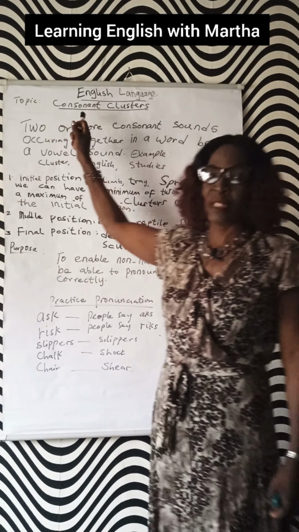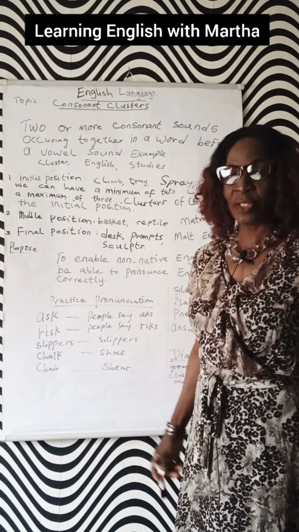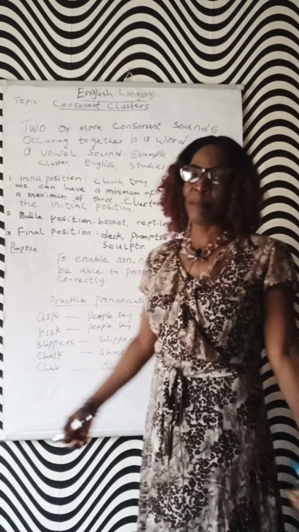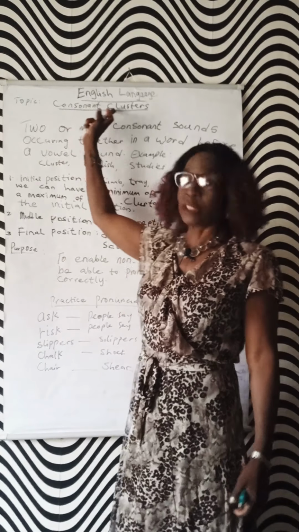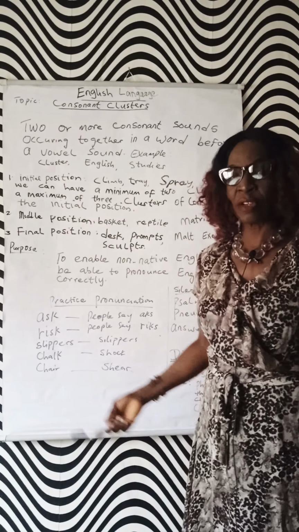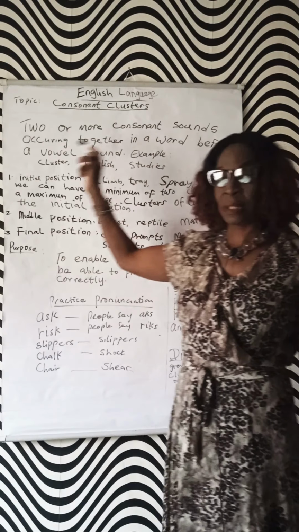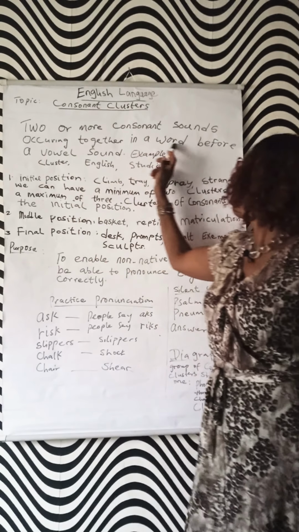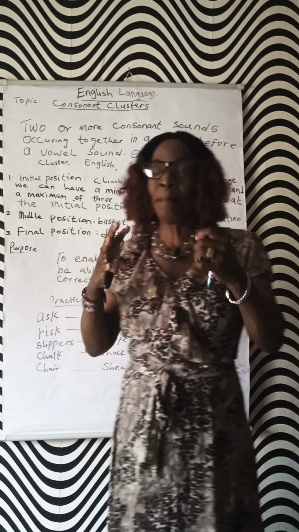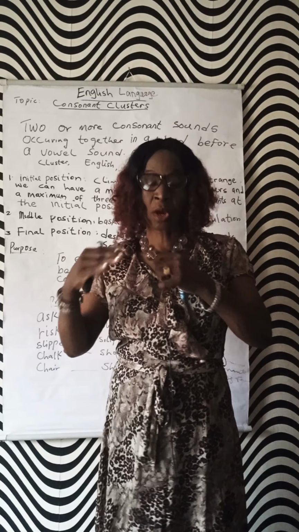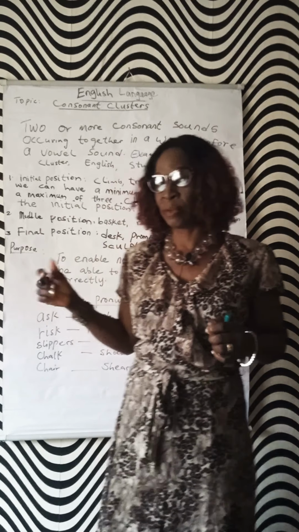Today, I'm going to be taking you on the topic consonant clusters. Consonant clusters. So this is part of phonology. And then, what is a consonant cluster? What do we mean when we say consonant cluster? When two or more consonant sounds occur together in a word before a vowel sound. When we have two or more consonant sounds occurring together in a word before you find a vowel sound.